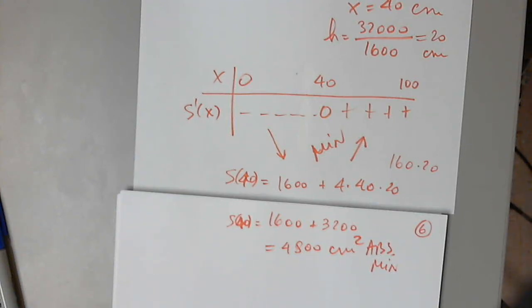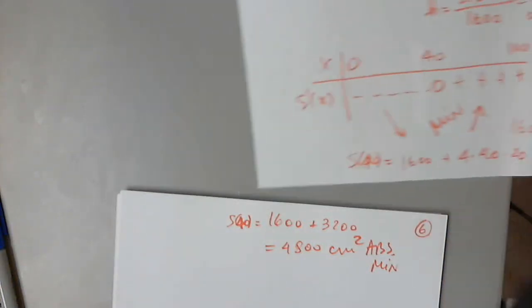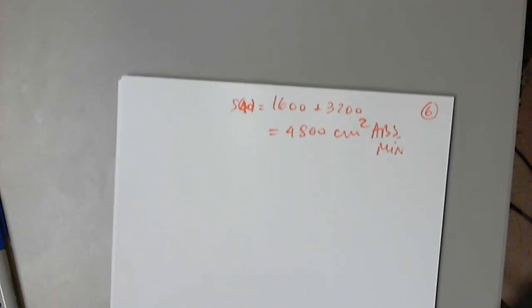Any questions on this? This was our first optimization problem. The function was not given to us. We had to determine the function. We had to differentiate. We had to find critical numbers. And we had to prove that 40 gave a minimum. How? Using the first derivative, the sign of the first derivative. Any questions? Okay. So let's move on to the next problem.